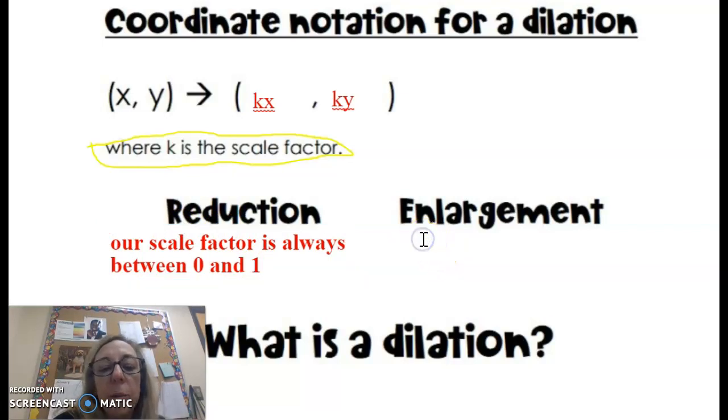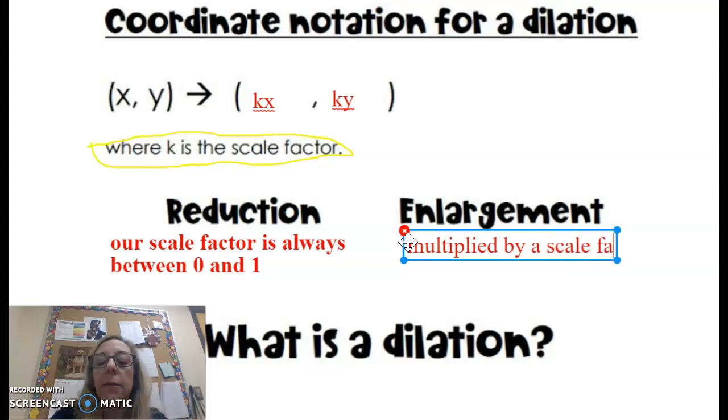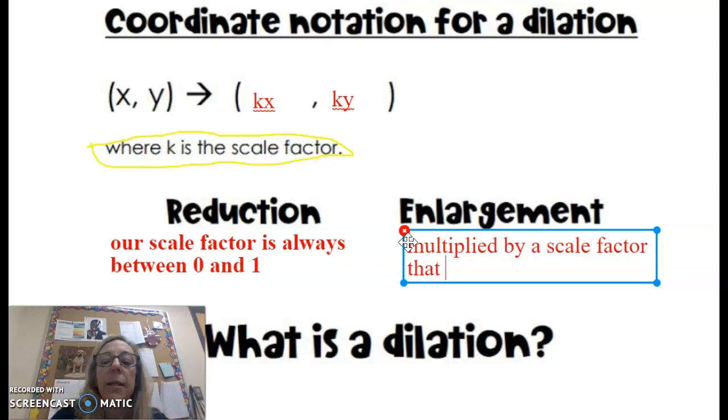An enlargement is going to be multiplied, let's put that word in there, by a scale factor that is greater than 1. So that means something's going to get 2 times bigger, 3 times bigger, 100 times bigger. The scale factor will always be greater than 1 when the object is getting bigger.